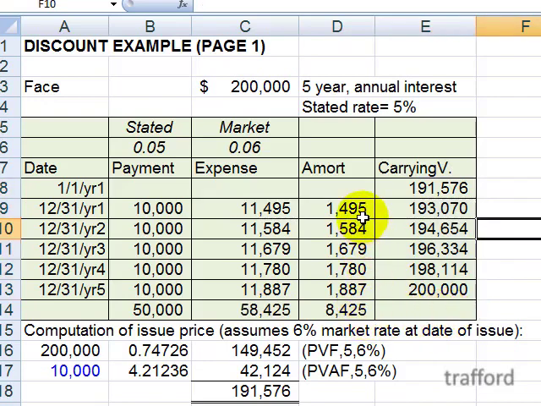The original amount of our discount, the difference between the face value and the issue price, was $8,424. It's $425 here because of some rounding, but it's the difference between $200,000 and $191,576. The amortization of the discount is the difference between the interest paid and the interest expense recognized by the corporation. Amortization of a discount increases interest expense over the amount paid.